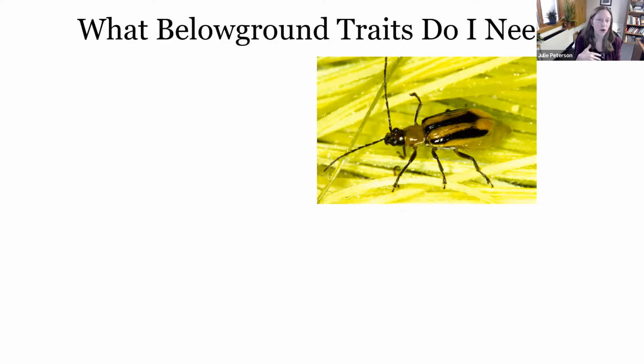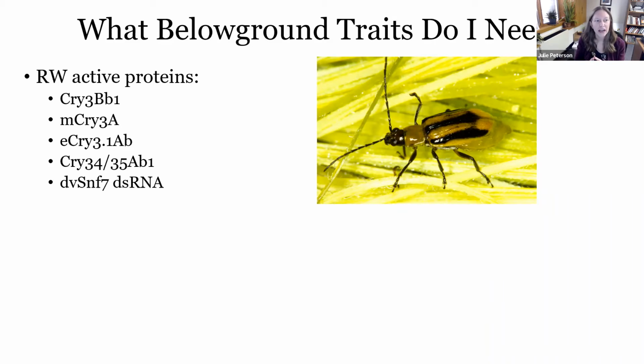So, of course, we have below ground and above ground traits. And I'll talk first about the below ground traits, right? So these are going to be targeting corn rootworm. There are actually 4 different Bt proteins, and then this new mode of action that I'll talk about that's different from Bt. It's important to realize that those first 3 are all types of Cry3 proteins.